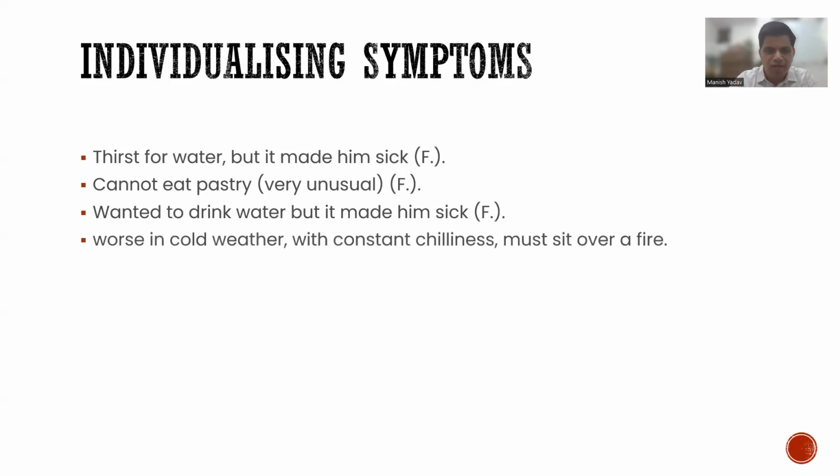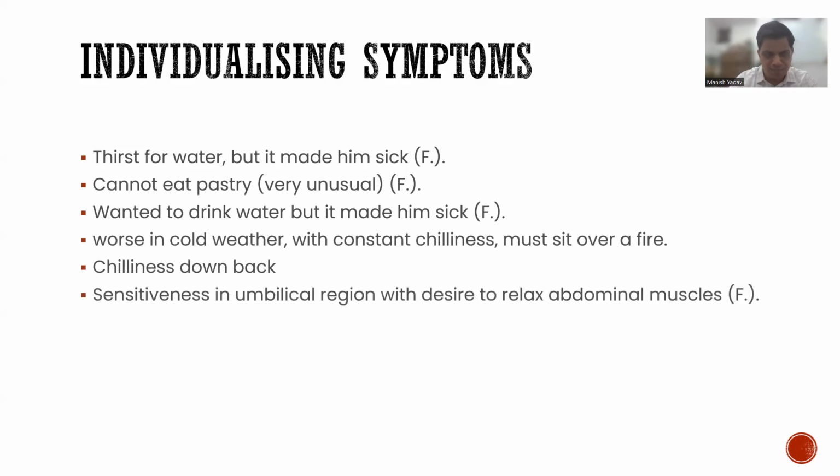Worse in cold weather, constant chilliness, must sit over the fire. Now, why is chilliness there? Because it's a malarial drug. Chilliness down the back, sensitiveness in umbilical region with desire to relax the muscles of the umbilical region. Whole abdomen moves with the beat of the heart. Now, this is strange.